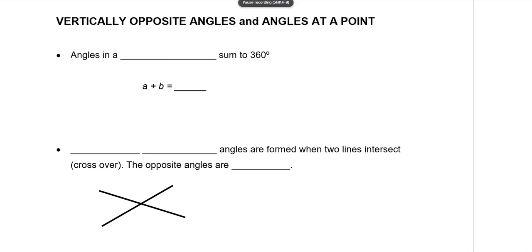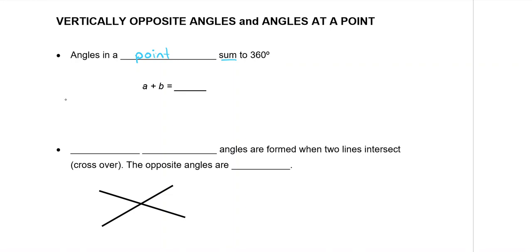Good morning, Year 7. Today we're going to be learning about two new types of questions, which are the vertically opposite angles and angles at a point. So the first one, angles in or at a point, are always going to add to 360 degrees.